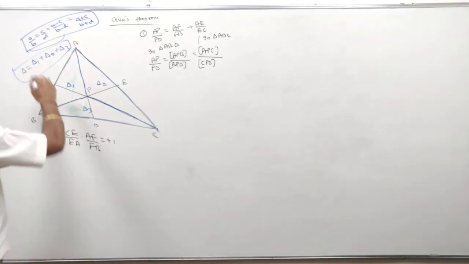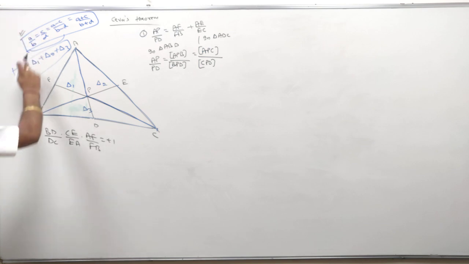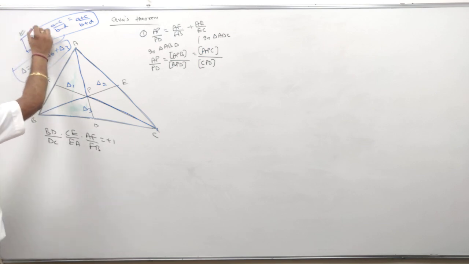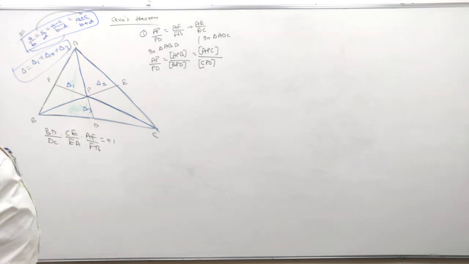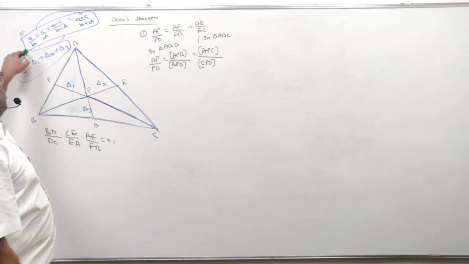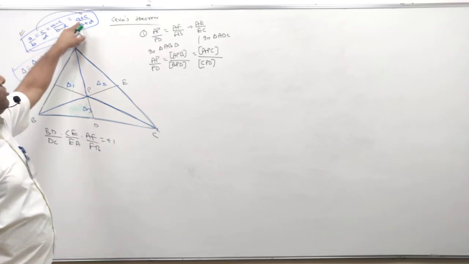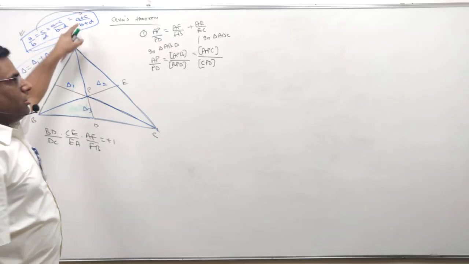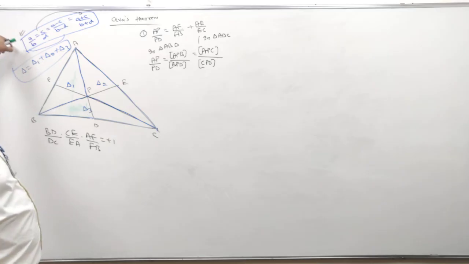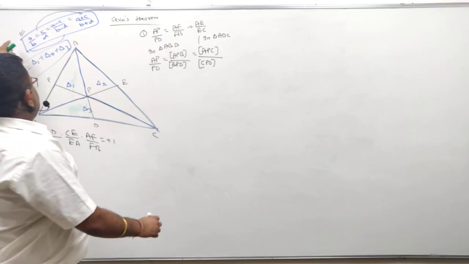We know this result from the ratio and proportion property, that is, if A upon B is equal to C by D, then it comes out to be equal to A plus C upon B plus D. You can prove it by taking the ratio equal to K. So I am using this result now.